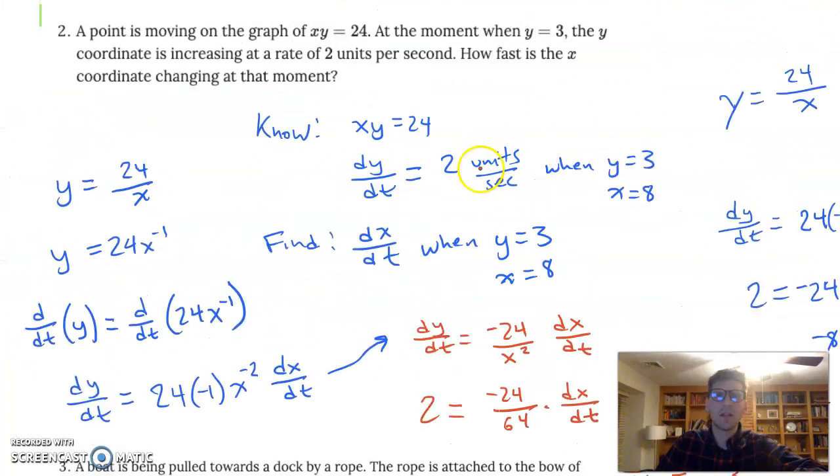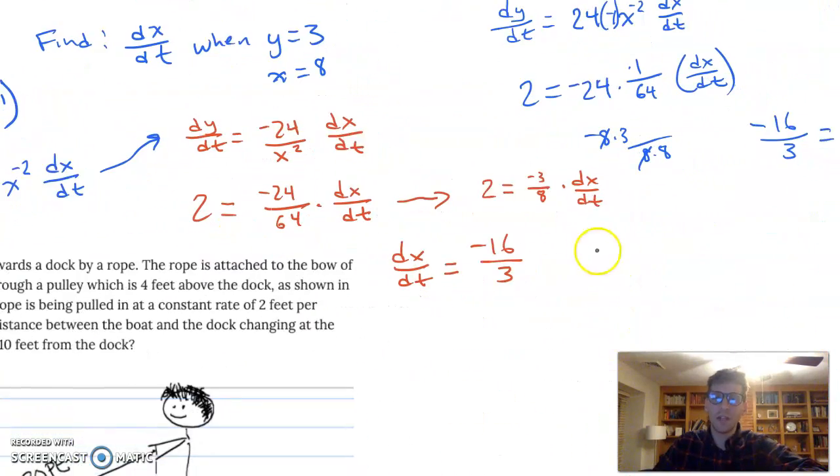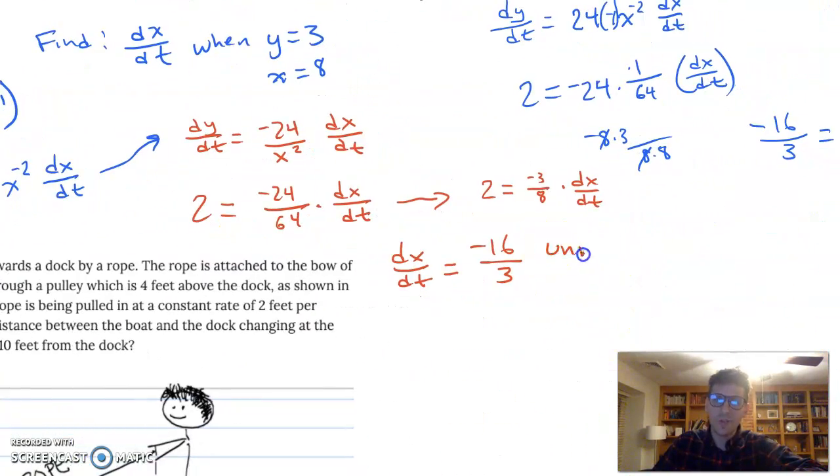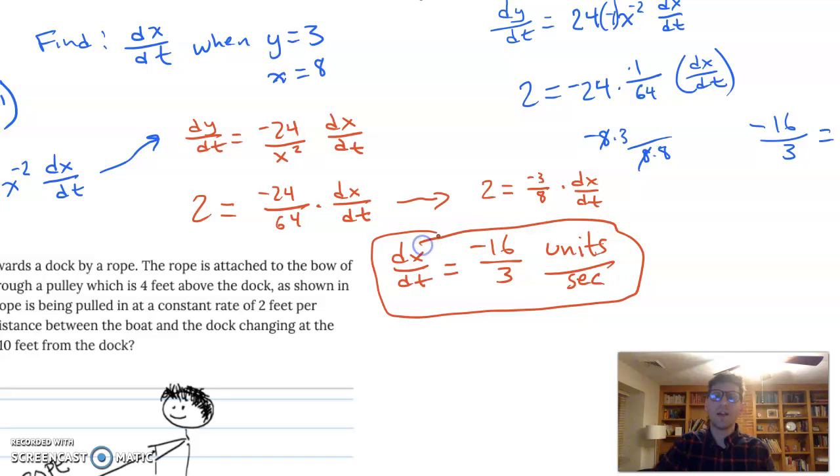So let's think about that. That was units per second. So that's how the x is moving. The x is moving in the negative direction at negative 16 thirds units per second. And that's what the answer key told us. That's good.